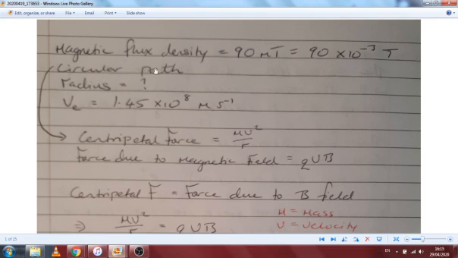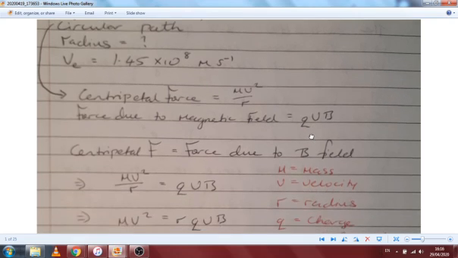We're told it's in a circular path, which is again important information, so I'll pull that out. I'm asked for the radius, and I'm given the velocity of the electron, which is 1.45 by 10 to the 8 meters per second. Seeing that it's traveling in a circular path, it's going to experience a centripetal force. Centripetal force is mass times velocity squared over the radius, mv²/r. It's also in a magnetic field, so there's going to be a force due to the magnetic field, and that is given by qvb. Again, v is the velocity. So charge, velocity, and this B is our magnetic flux density.